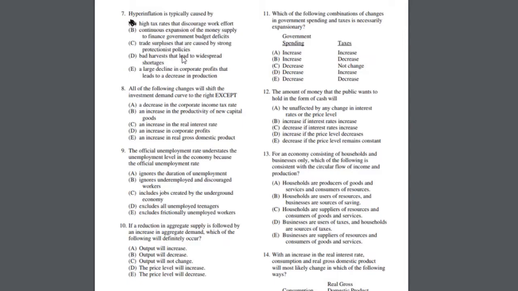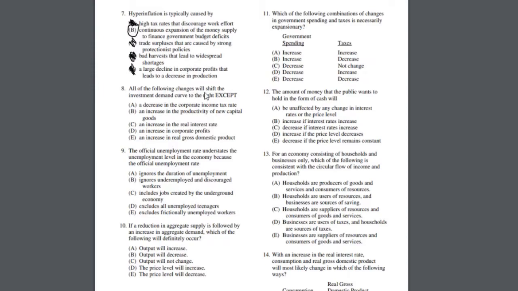Bad harvests that lead to widespread shortages. You could say that could decrease aggregate supply and cause a price level increase, but it's not as direct as B. And E, a large decline in corporate profits that leads to a decrease in production. It's kind of the same thing as D. Corporate production decreasing, short-run aggregate supply possibly decreasing, but we don't know enough. But we do know that B is certainly the correct answer here.